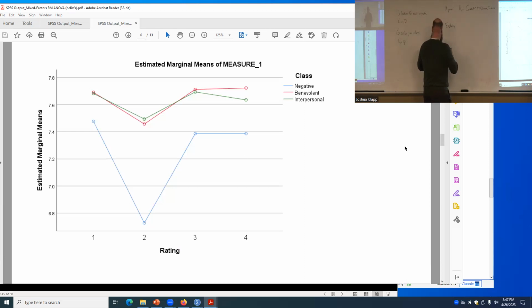Here I'm going to say I'm expecting, because I just looked at it, that overall negative is going to rate lower than benevolent, interpersonal, or each vignette.